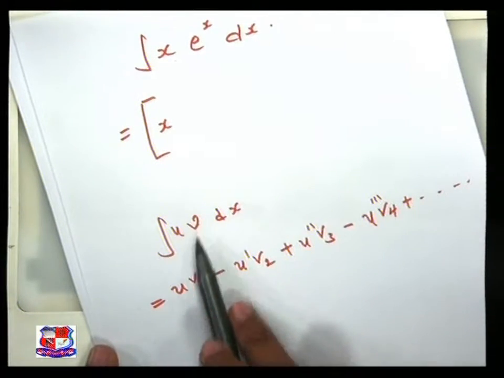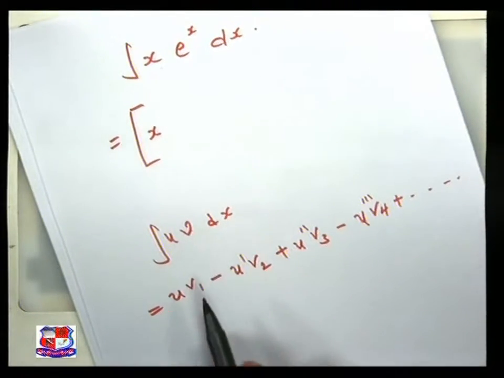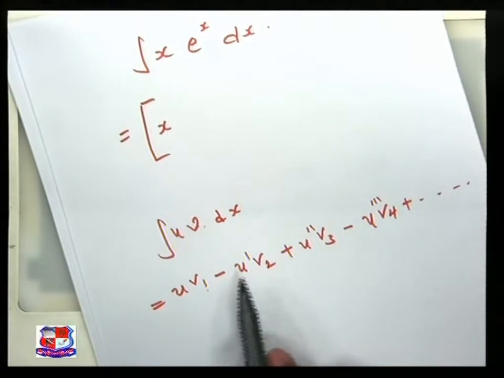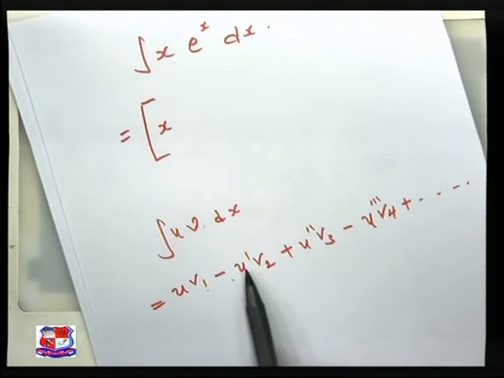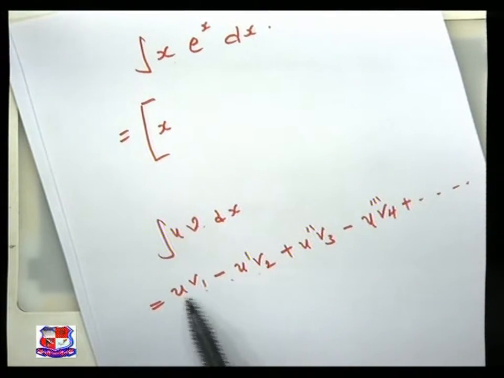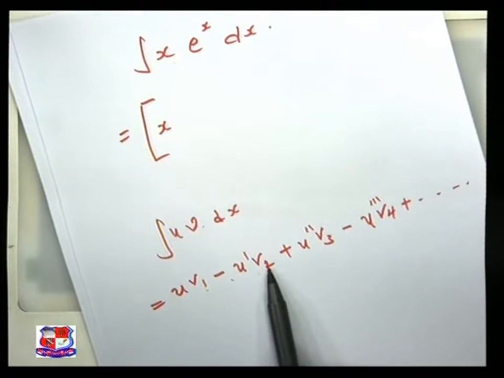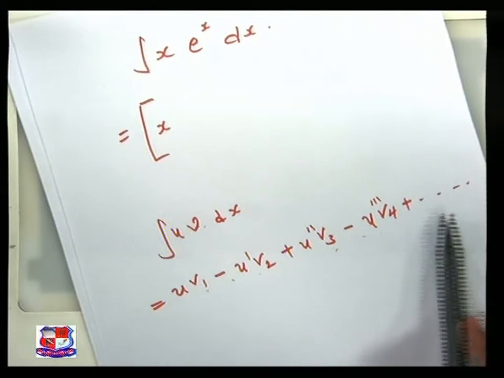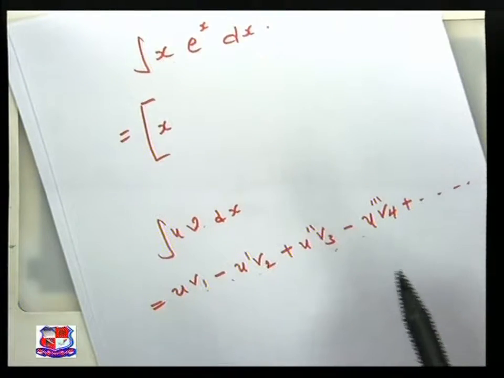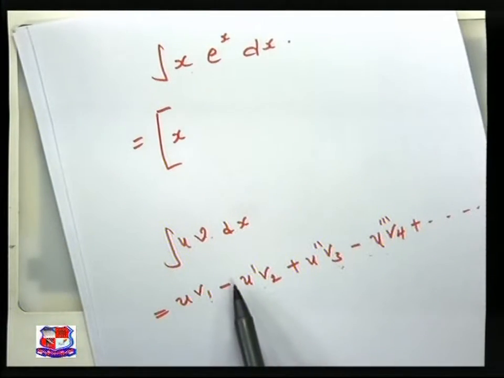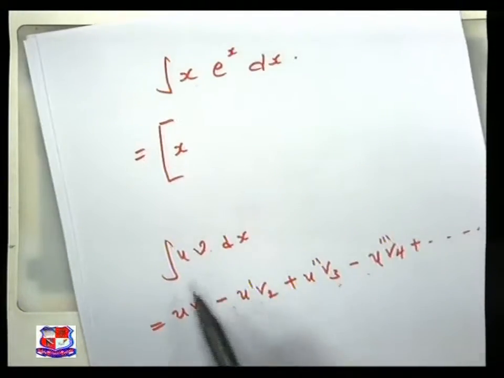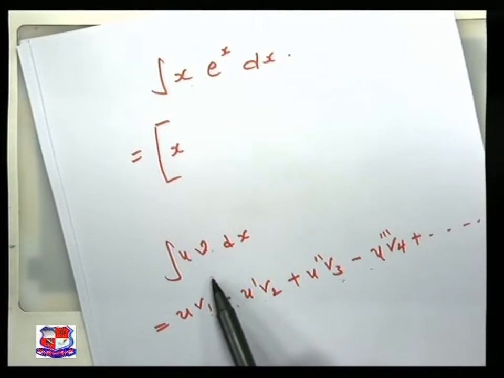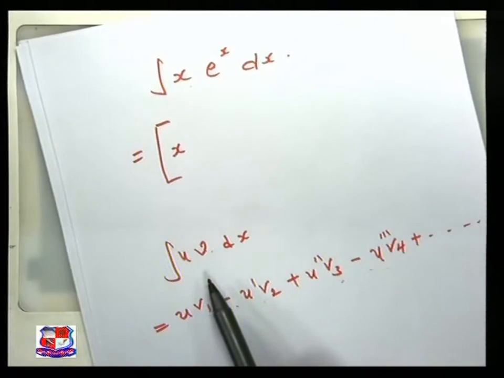v1 means the integration of v, minus u dash. This u dash is the derivative of u. v2 means the integration of v1, plus u double dash v3 minus u triple dash v4 plus and so on. So we use this formula. This is basically coming from integration by parts, which you already studied in 12th standard.